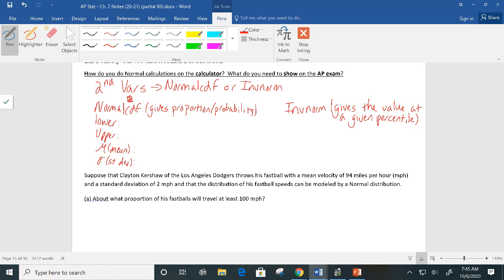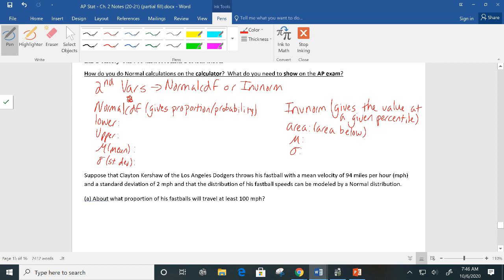When you go to inverse norm, it's going to ask you for the area. That area is the area below, or the percentile. So for example, if they say what value is at the top 10%, you would not plug in 0.10 as the area. You would plug in 0.90 because 90% is below the top 10%. It's also going to ask you for mu and sigma as well.